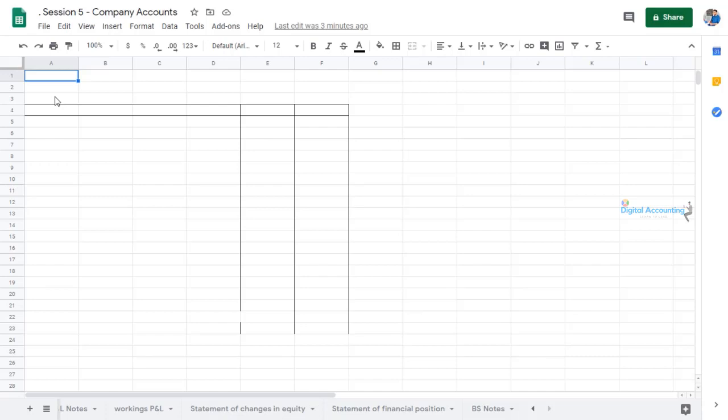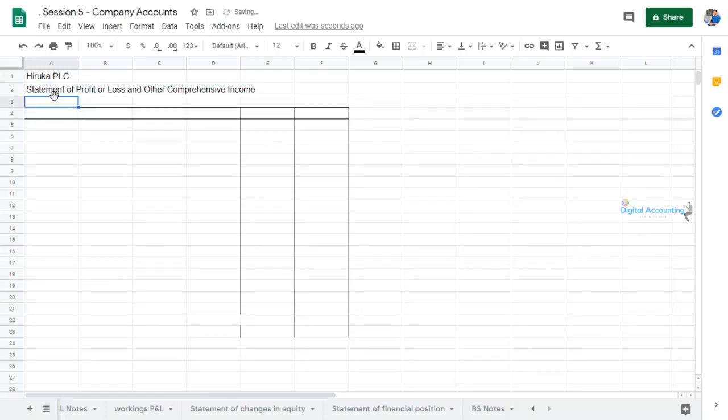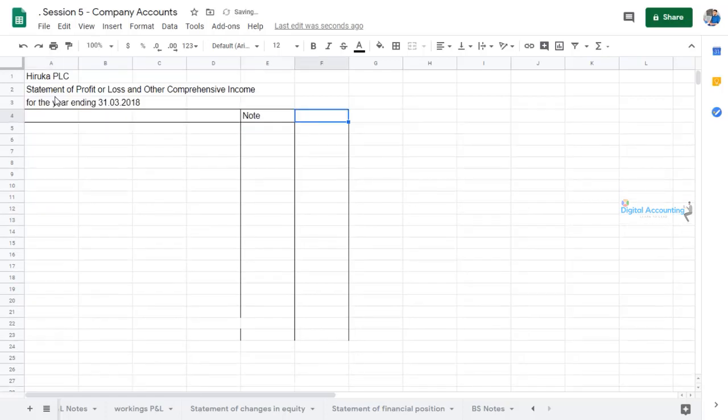The first mark you can gain is from the correct title of your statement of P&L and balance sheet. Hiruka PLC, Statement of profit or loss and other comprehensive income for the year ending 31st March 2018. The first column is for note, and we will do the questions in ₹1,000. It is always advisable to do the questions in ₹1,000. It will save time for you. And we can draft the P&L.